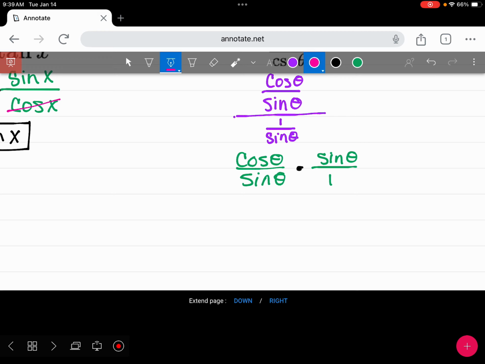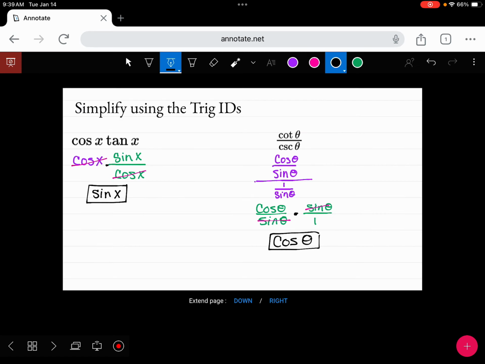What happens? The sines cancel out here. So this whole thing is going to simplify down to just be cosine of theta. So switching things into sines and cosines will make it a little bit easier.